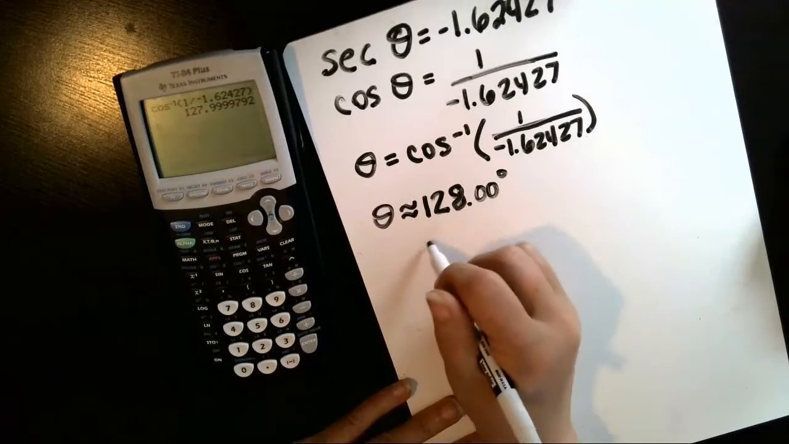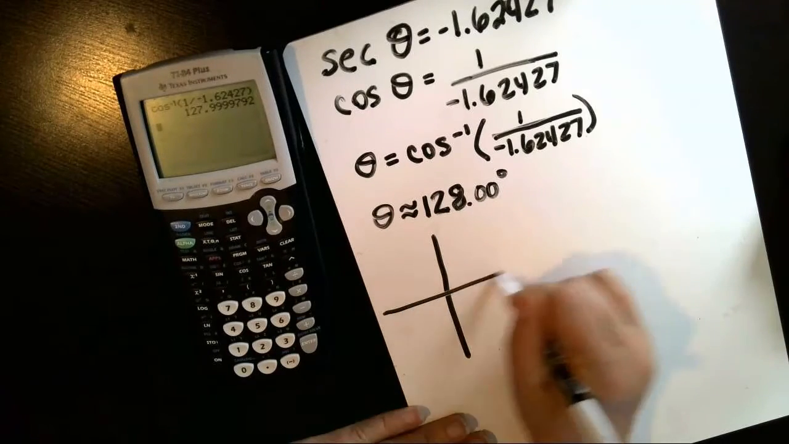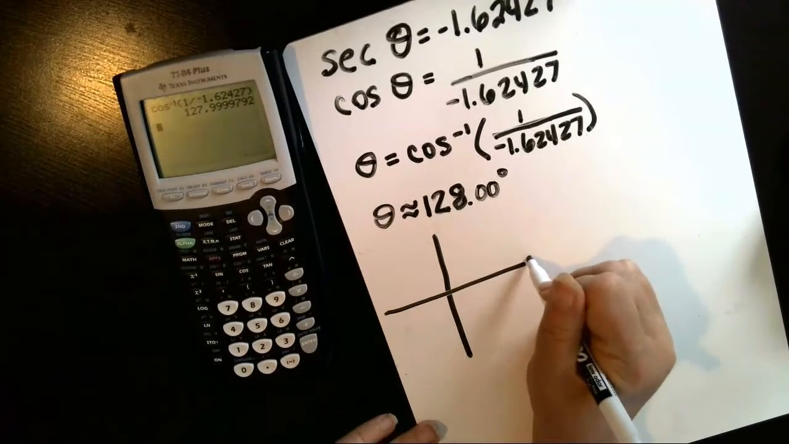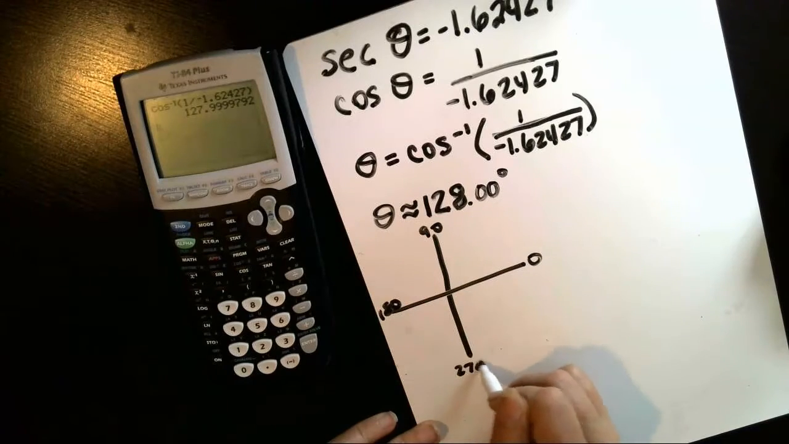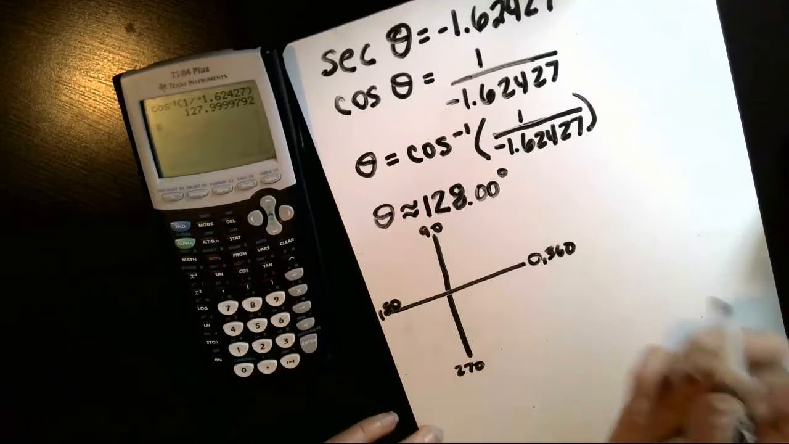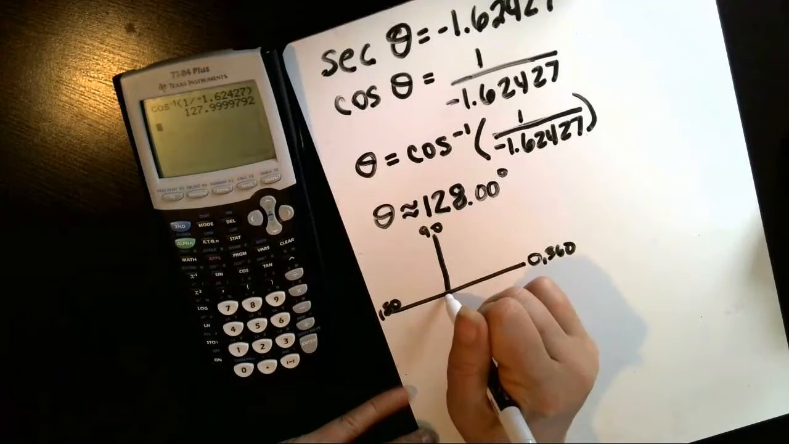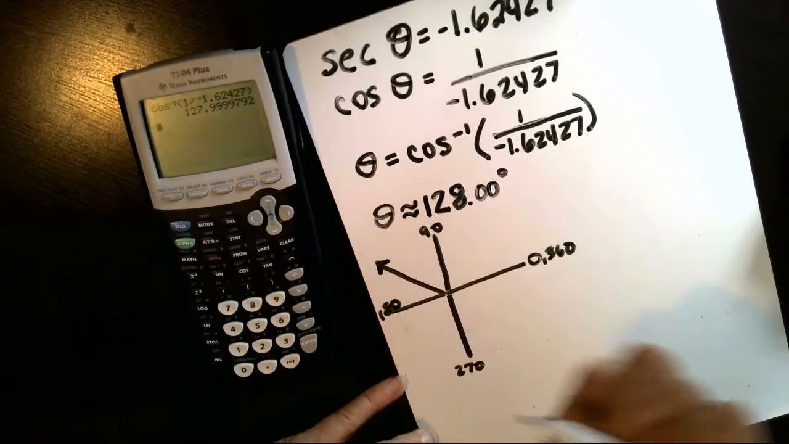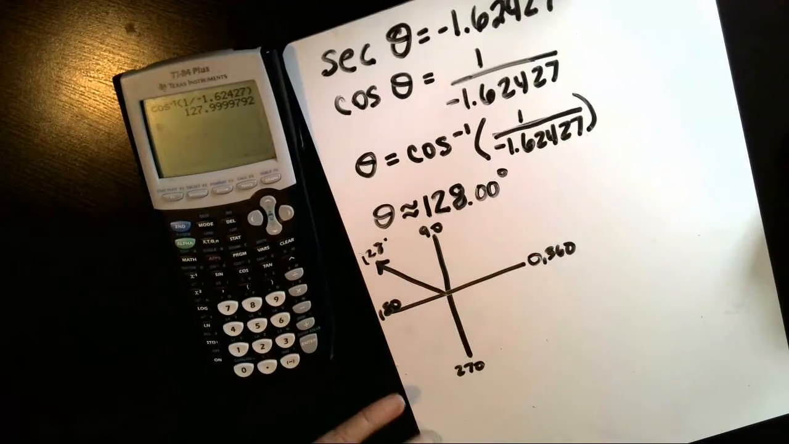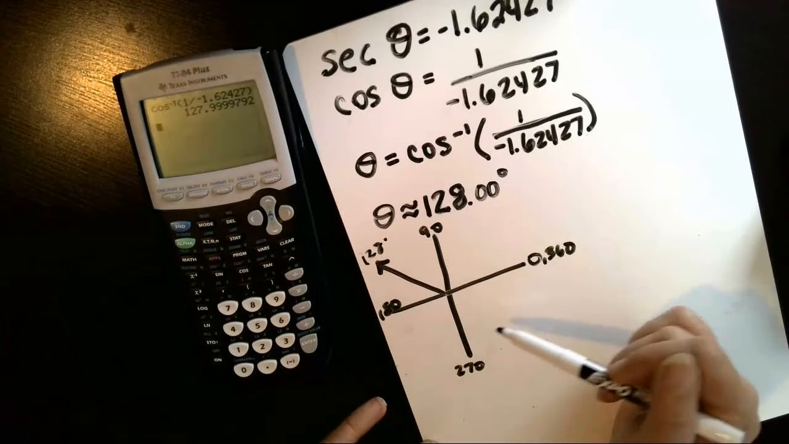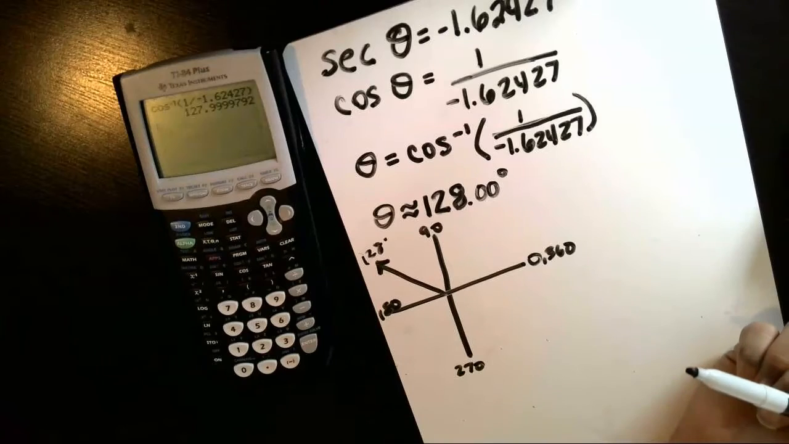And on the unit circle, this is 0, 90, 180, 270, and 360. So 128 degrees would be somewhere in quadrant 2. So that's our first solution because it's within 1 lap around the circle, 0 to 360.